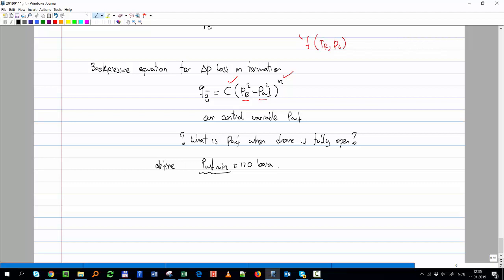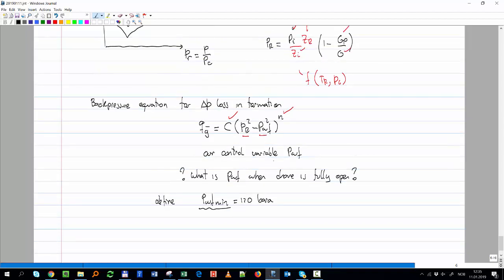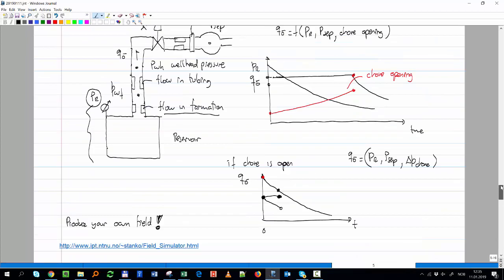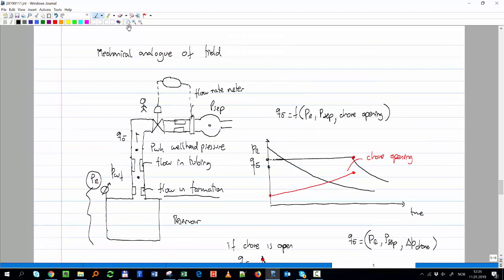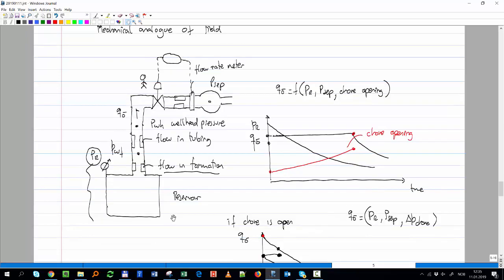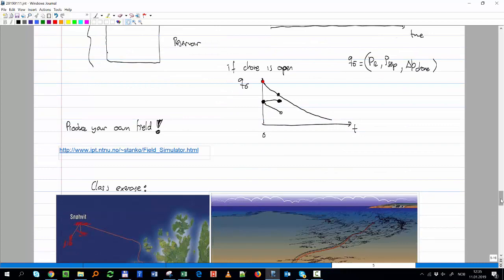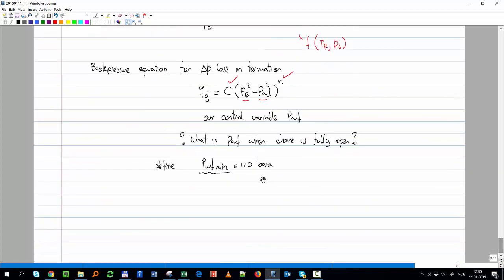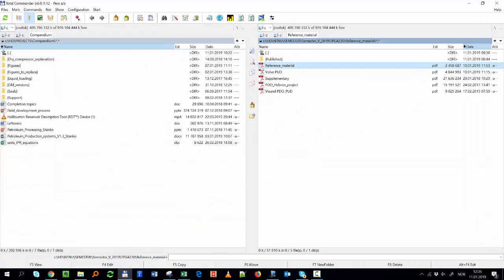Someone had to go to a poor production engineer to ask, how much pressure do I need to flow from here and up, okay? How much pressure do I need to flow from here up? And they got a number and they're happy, 120 bar, okay? You're going to see now that's not a good assumption, but we are going to do it for now. So let's go to our Excel sheet.